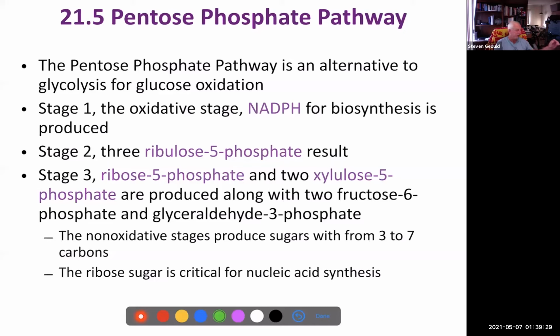The pentose phosphate pathway. Pentose is a 5-carbon sugar rather than a 6-carbon sugar.